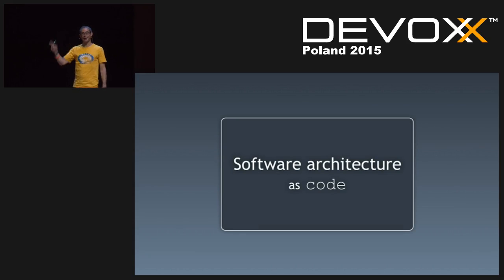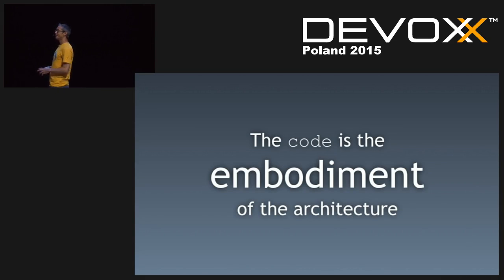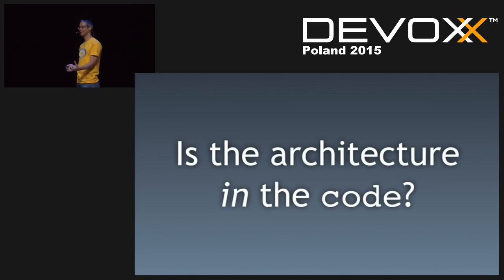So now we get to the title of this talk, Software Architecture as Code. The code is basically the embodiment of the architectural intent, isn't it? If we have nothing else, the code base reflects our ideas. It's the realization of those ideas. There's a really interesting question we can ask here, though. Does that code contain the architecture? Can we reverse engineer the architecture from an existing code base?